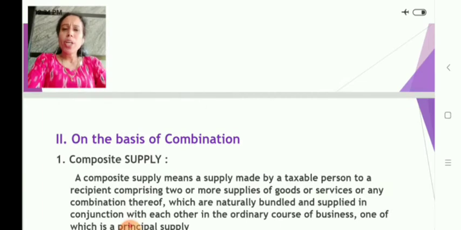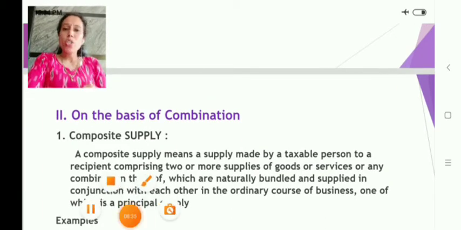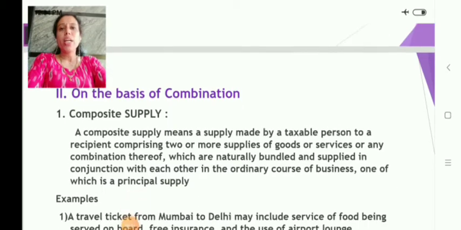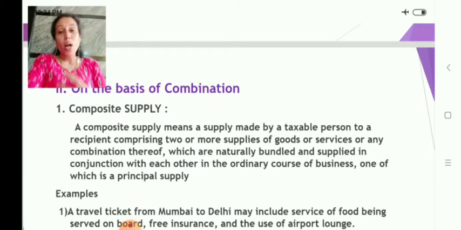After looking at the first classification, let us go to the next one: on the basis of combination. It is a very important thing here. What combination of goods and services are you supplying? Based on that, we can have three classifications. One is composite supply, the second is mixed supply, and the third is continuous supply.